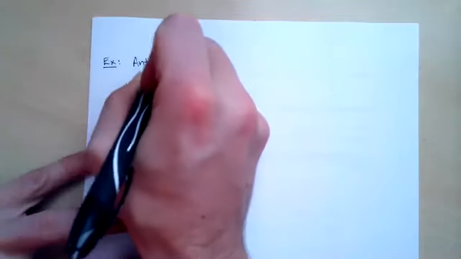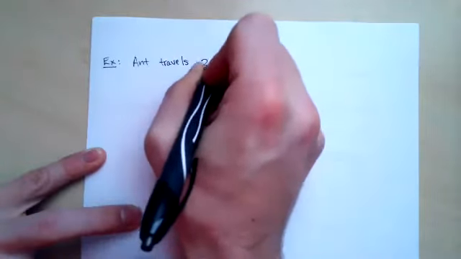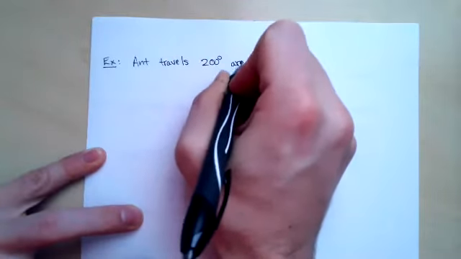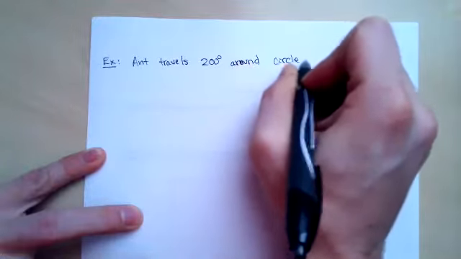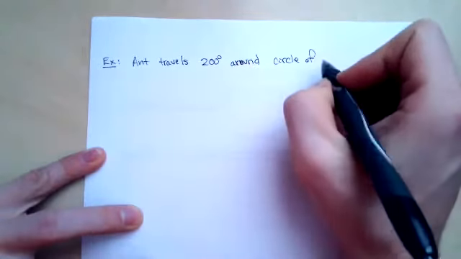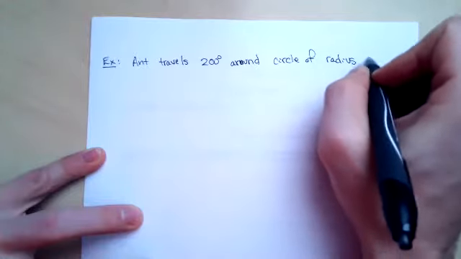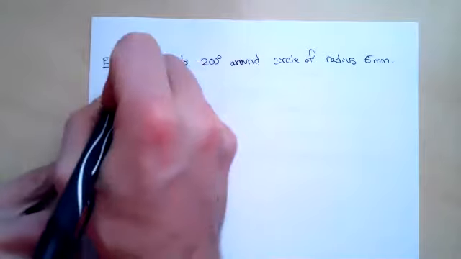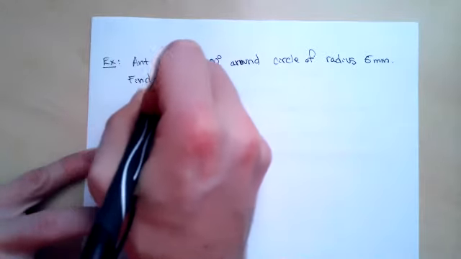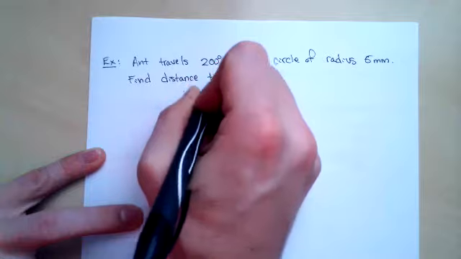So we've got something like: an ant travels around 200 degrees around a circle of radius 5. Let's give it units. Let's say 5 millimeters. Let's find the distance traveled.